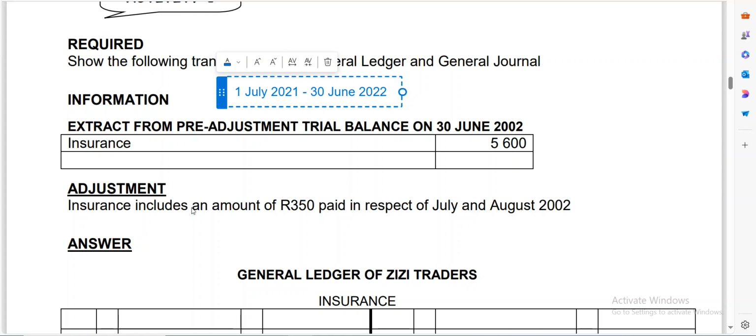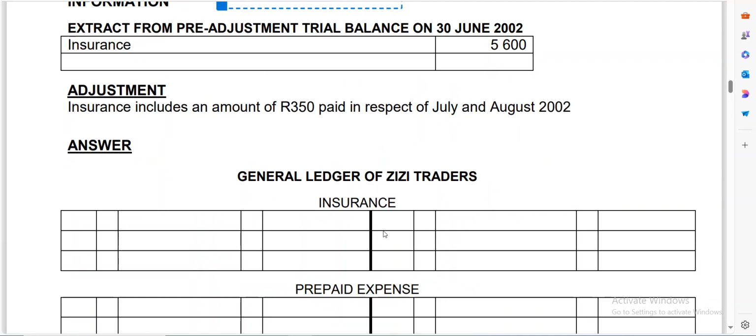says that insurance includes an amount of 350 paid in respect of July and August. So it means that this 350 was paid in advance for 2 months, because we were supposed to end in June. So you can see that this is a prepaid expense, because we were only supposed to pay up until June, but we've paid up until August. So we've paid 2 months extra. So now what do we need to do?